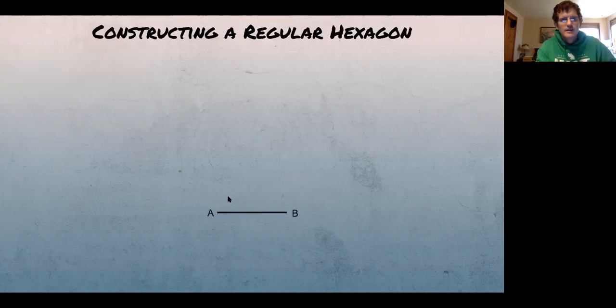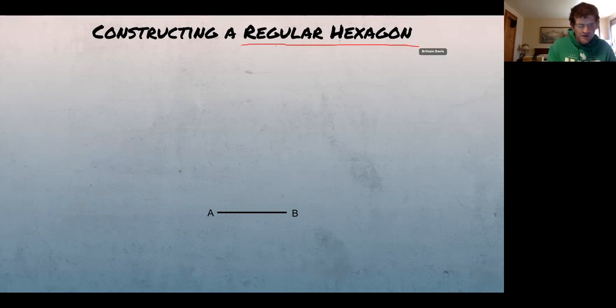Now, let's look at our skill for today. This is our geometry lesson at this point, and we're going to construct a regular hexagon. And I'm not just going to run through the construction. In fact, I decided I'm not even going to construct it here on this screen because it's not going to look very good.